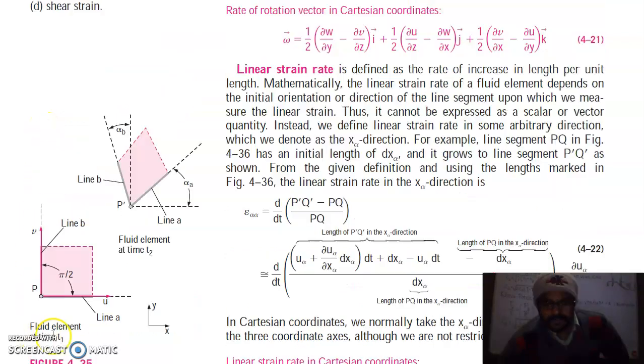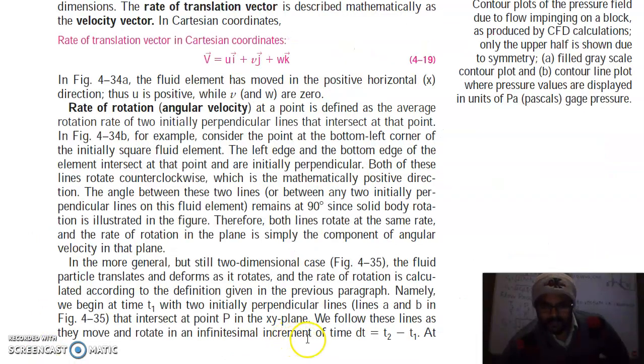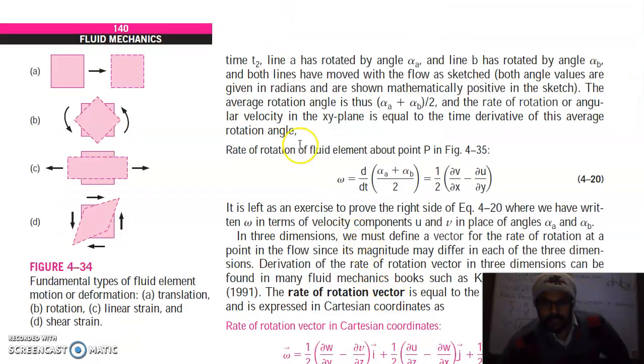Now this is the fluid element at time t1, and you can see that these lines will rotate because this is a fluid element. So this line will rotate and this will be stretched. This line A is rotated by an angle alpha A, and your line B is rotated in this direction by an angle alpha B. So we follow these lines as they move and rotate in an infinitesimal increment of time dt, t2 minus t1. At time t2, line A has rotated by angle alpha A and B has rotated by angle alpha B, and both lines have moved with the flow as sketched. Both angle values are given in radians.